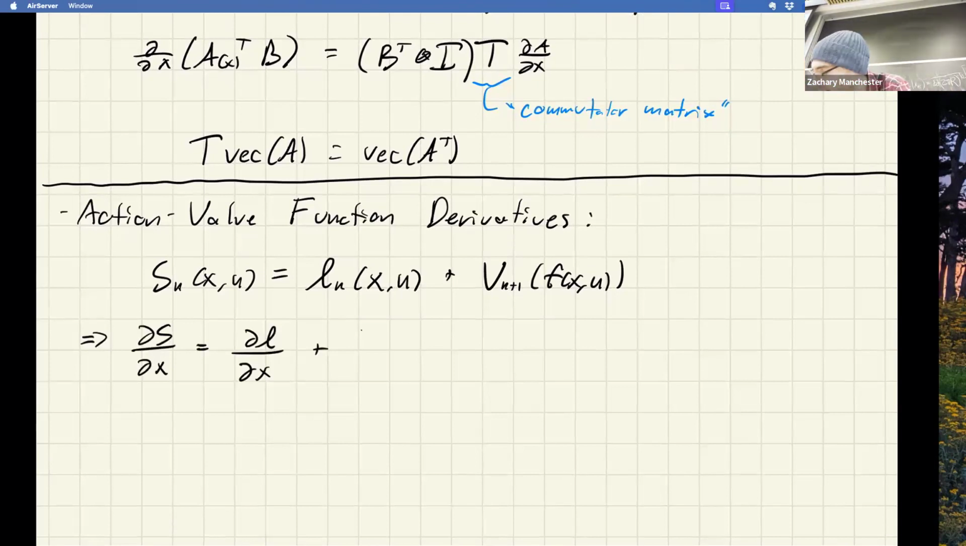And then the next term is the same deal. It's just the U derivatives. So this is partial S, partial U, and it's just DL, DU, and then same kind of deal over here. We'll say DV, DF times DF, DU. And remember that we know is B. It's our B matrix from our dynamics.